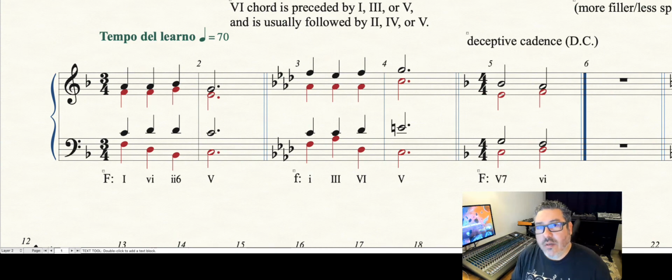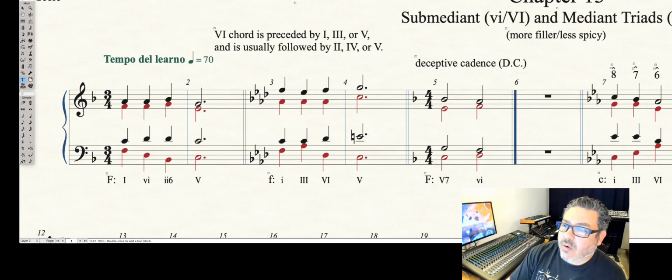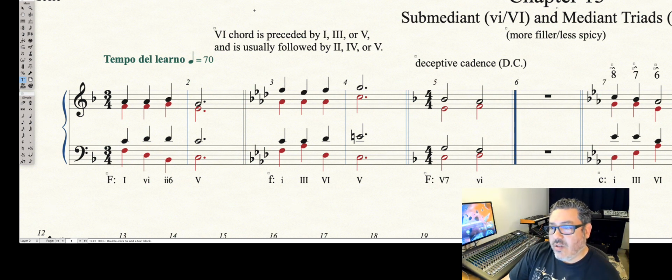All right, the 6th chord is a tonic function. It's a substitution for 1, but it doesn't establish the key the same way. So you treat it similarly, but know that it doesn't replace the 1. It's a substitution for it. So what I've written down here is how the 6th chord fits into a chord progression. The 6th chord is preceded by 1, 3, or 5, and then followed usually by a 2, 4, or 5. So these 3 examples I have here have this progression in mind.